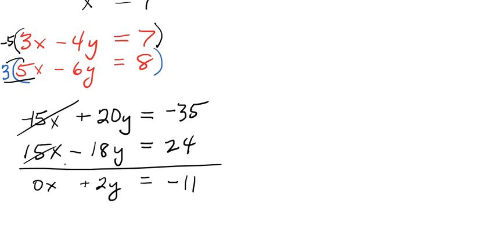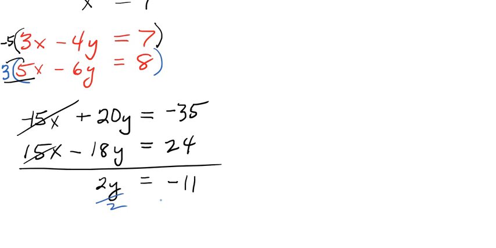Is that right? So look at what we have here now. We end up with 2y equals negative 11. You see how I've got one equation now with one variable. That's the whole point. One equation, one variable at the end, or at this stage anyways.